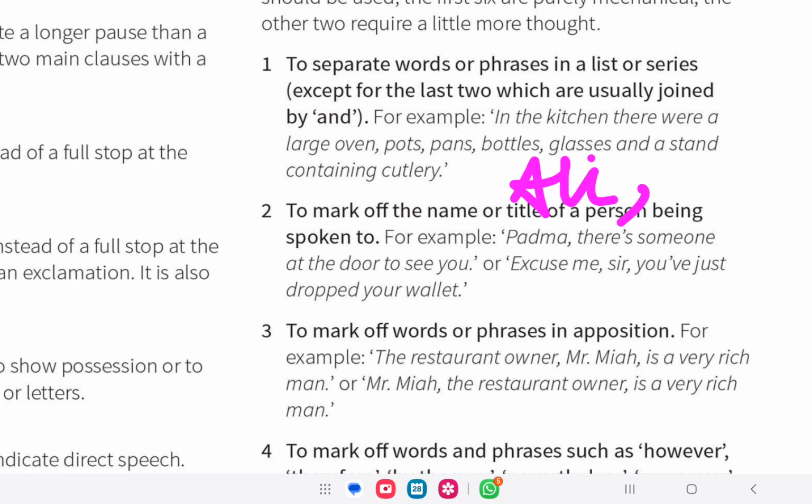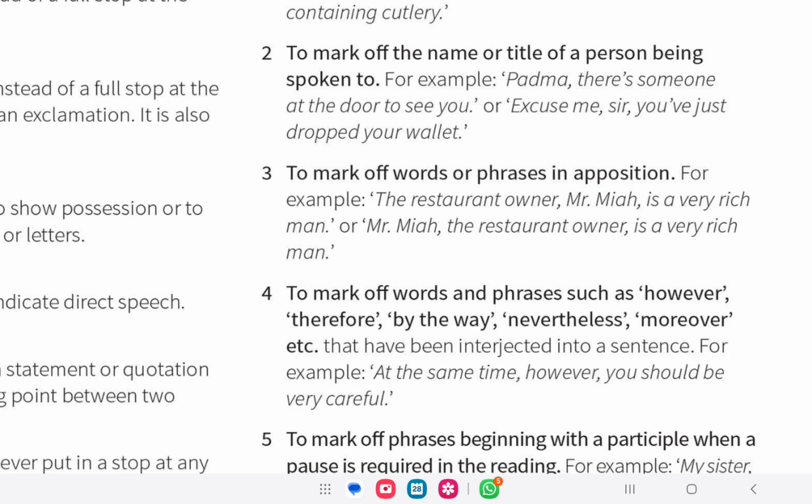So you need to remember that whenever you write the name of a person, you are going to put a comma after that. Whenever you are going to write "excuse me," you are going to put a comma after that. Whenever you are going to write "sir" or "madam" in your sentence, you are going to put a comma after that. Then comes the third use, to mark off words or phrases in opposition.